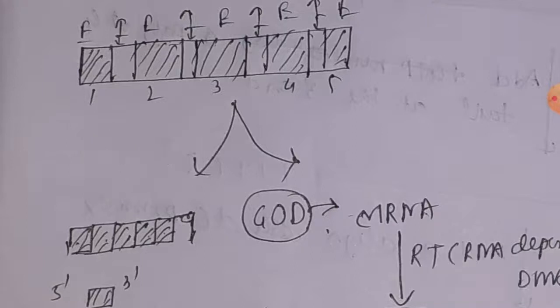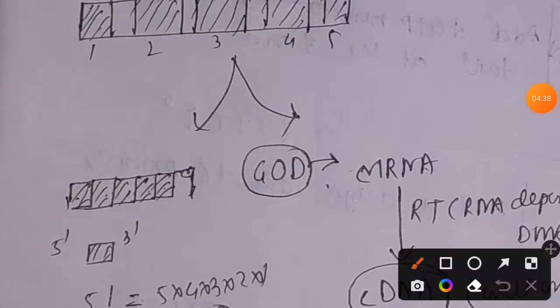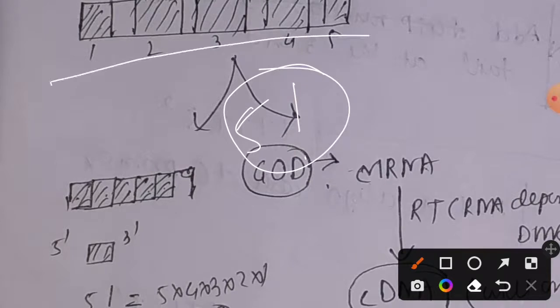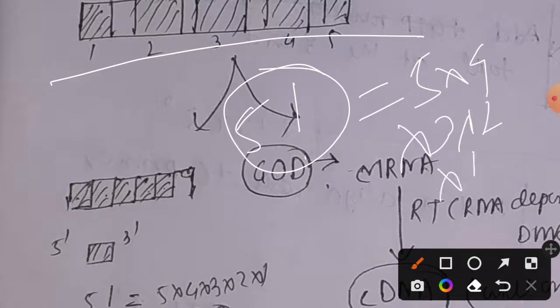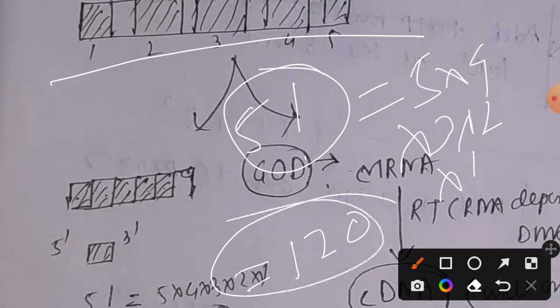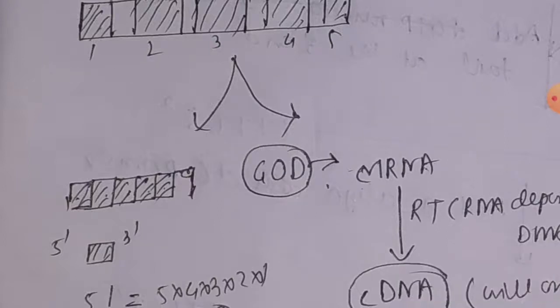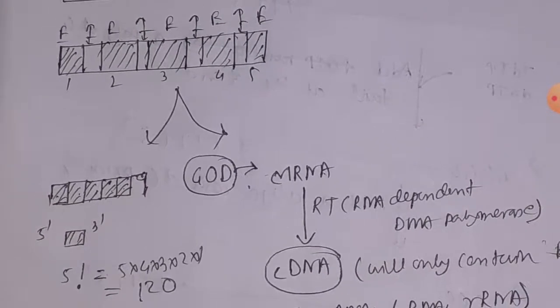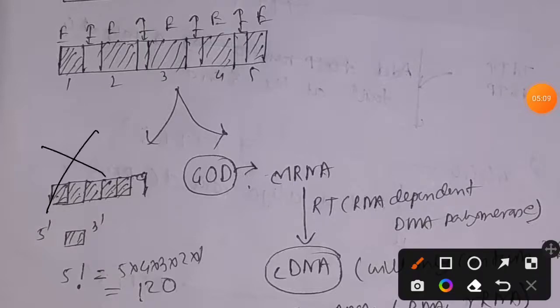So under such circumstances, you have to use various combinations, right? As 5 exons are present here, the number of possible combinations will be 5 factorial. That means 5 into 4 into 3 into 2 into 1. That means in total we have to analyze 120 combinations. Okay, and that is not easy, right? So this process was not adopted.